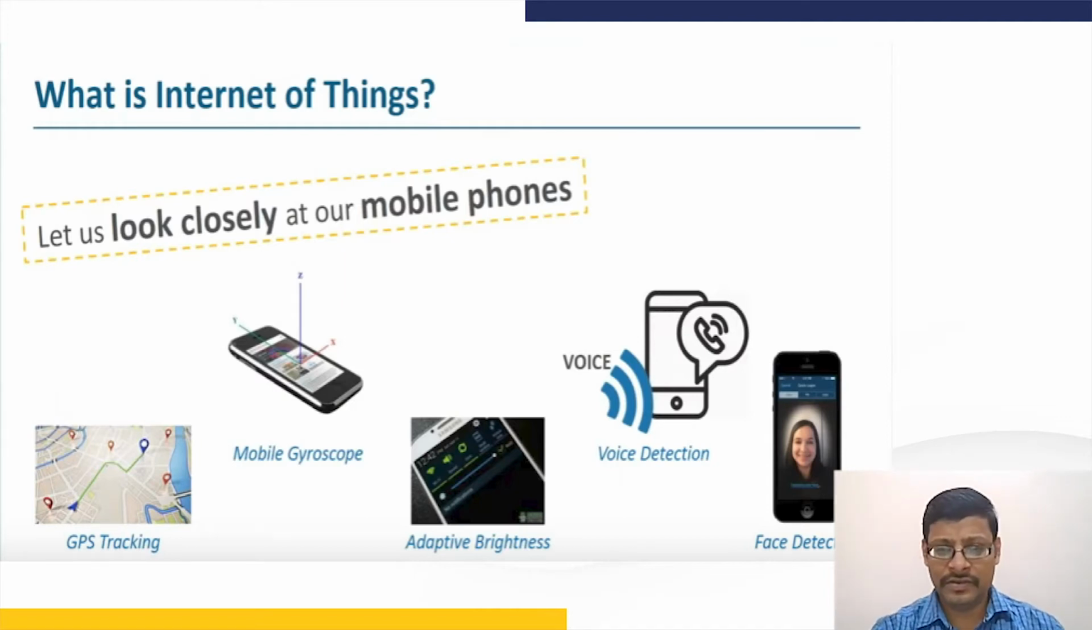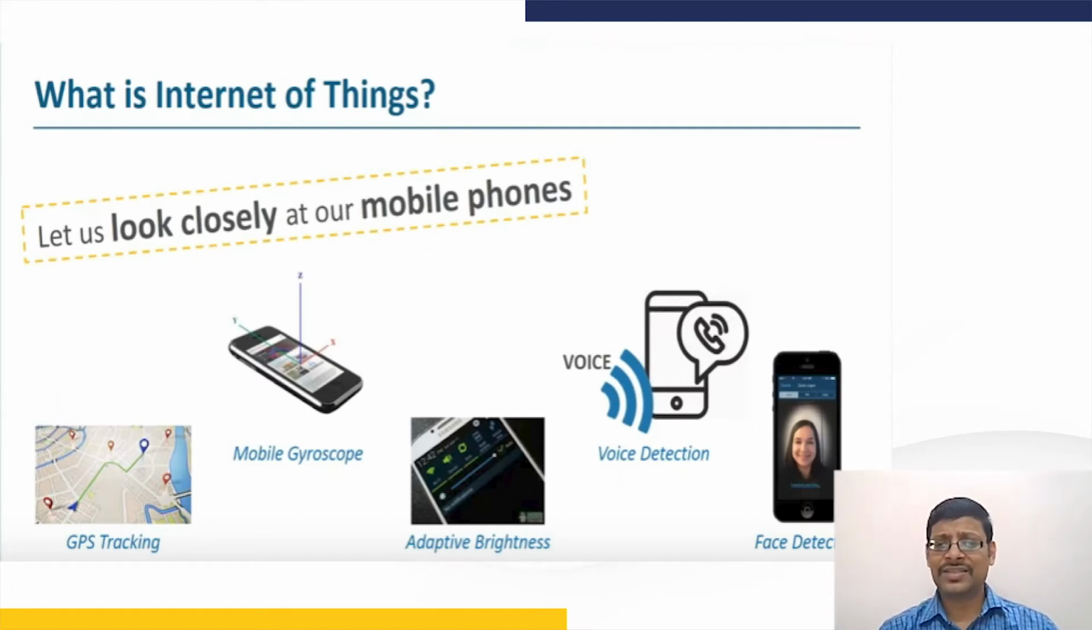As well as in the previous slide, the smartphone can control all your home appliances, from lights to TV, whatever objects are there in your house. The other one you can see is GPRS tracking. This GPRS tracking helps to track the movement of a person from one place to another. Face detection, voice detection, adaptive brightness: all these things happen only with the help of these IoT devices.